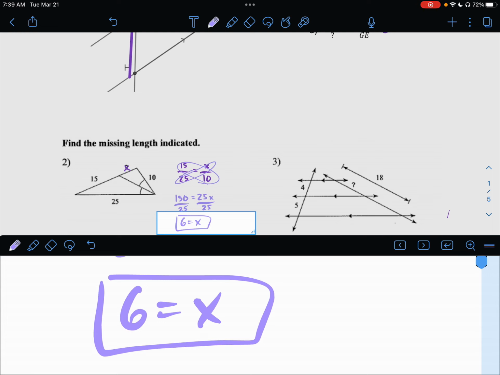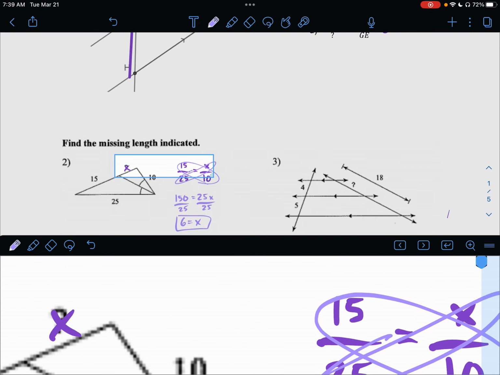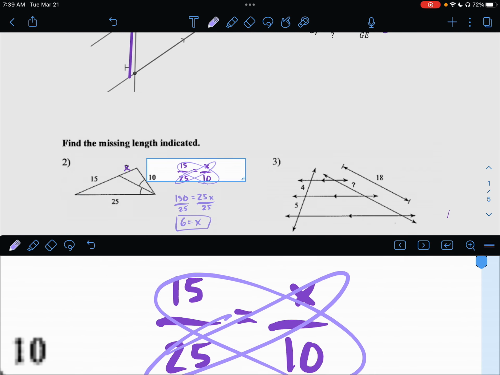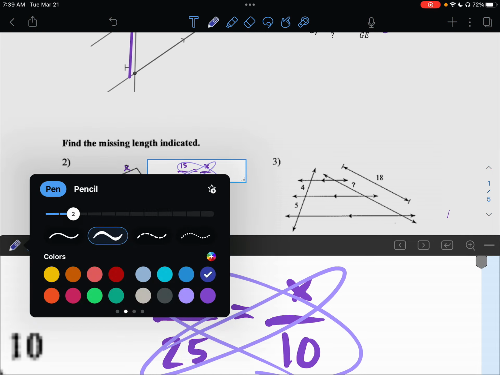And that's number two. So you just got to match up the things that are on the same triangles there. So the x and the 10, the 15 and the 25. And since the x and the 15 are both on the same side there, they should both go on the top or the bottom together. It doesn't really matter. All right.